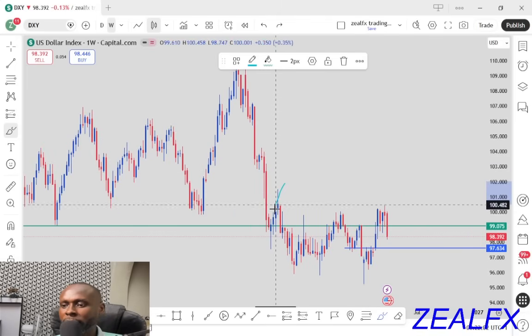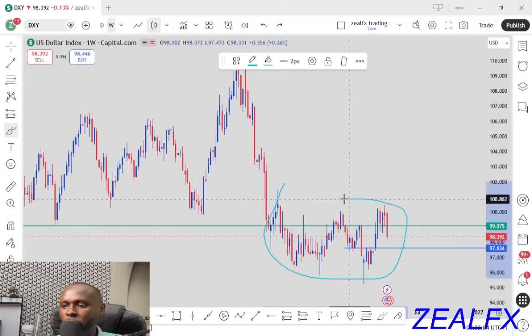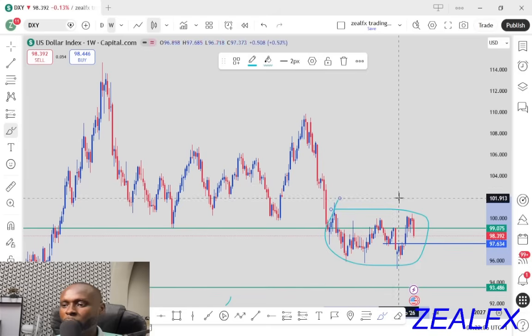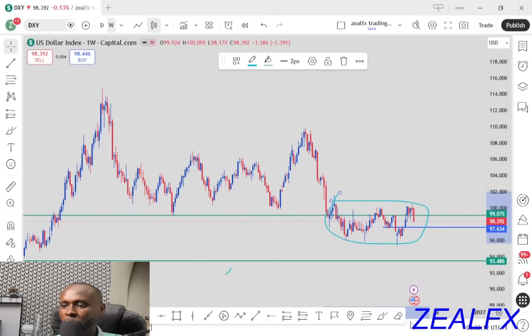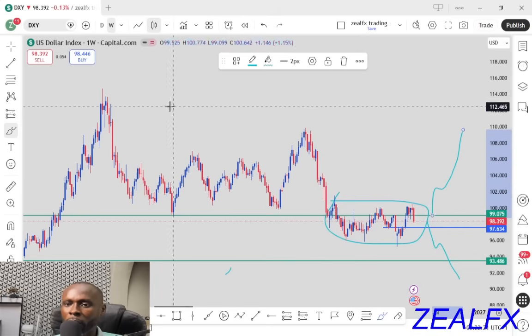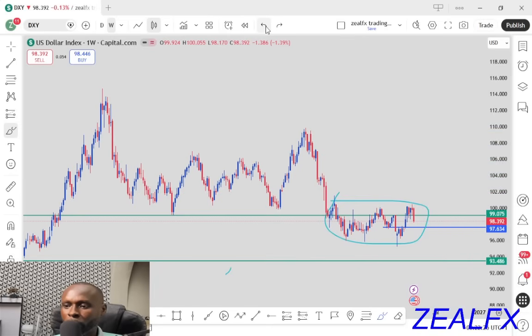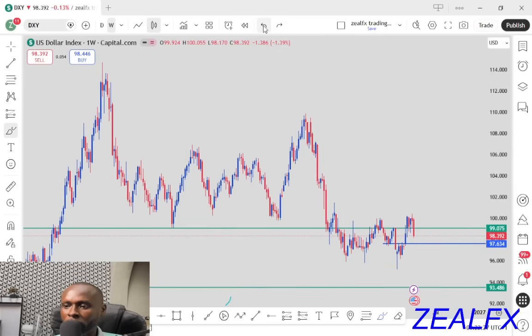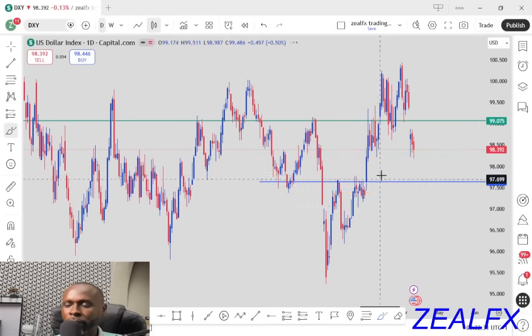We can clearly see that the dollar index structure on the weekly chart still remains in a range. For us to see a major sell, we need price to break below this level, then expect more downside. For a major buy, we expect price to break above this high before we see a major buy on the dollar index. So we have to wait for this major break for us to see major movement on the dollar index. So let's go back to the daily chart of the dollar index.